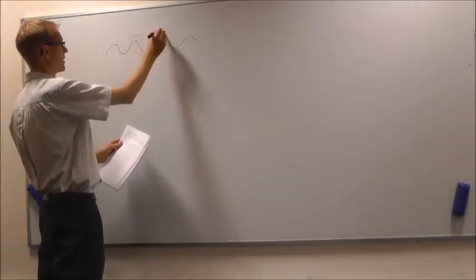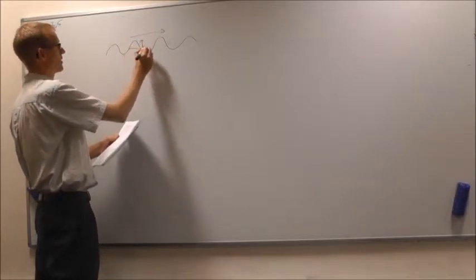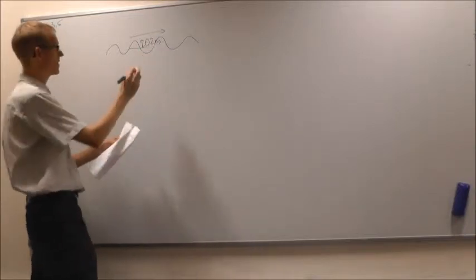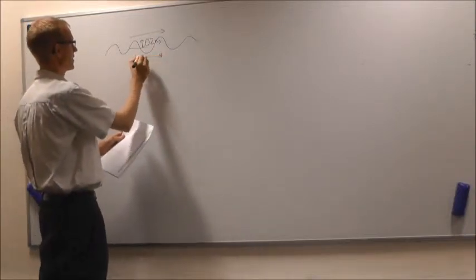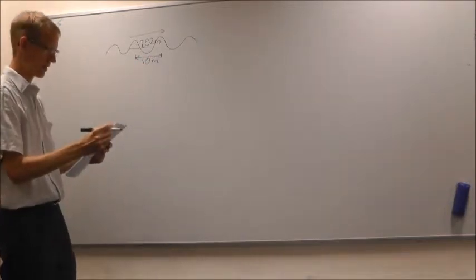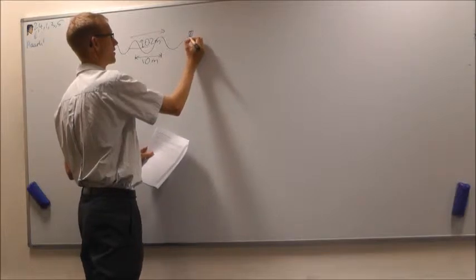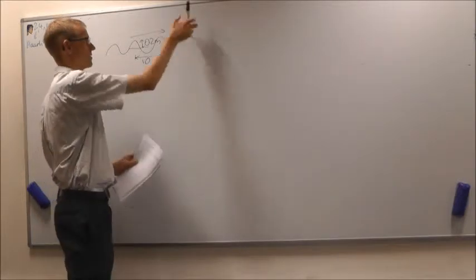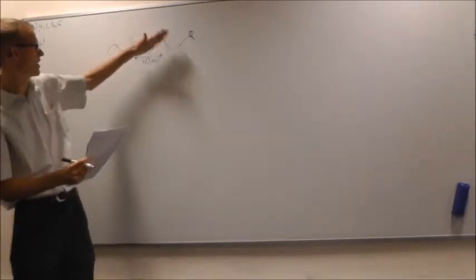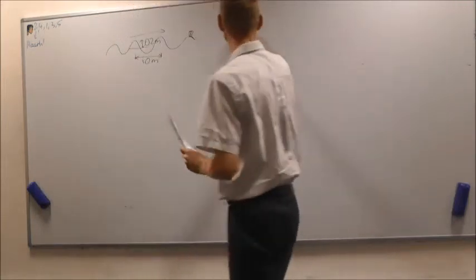So we've got some waves, amplitude 0.2 meters, wavelength 10 meters, and a cork is floating. So what the cork is going to do is just bob up and down like that. So there's a sinusoidal wave train going through. The bob is going to be in simple harmonic motion.